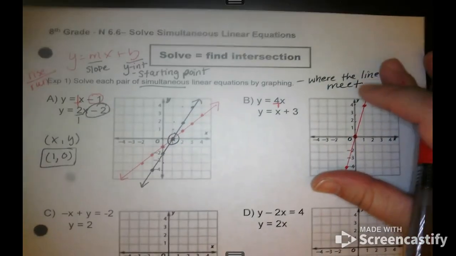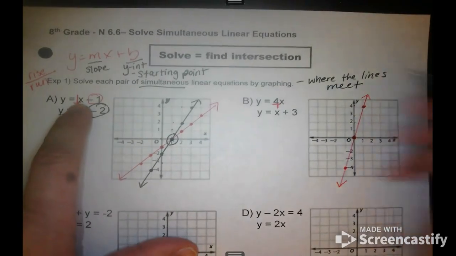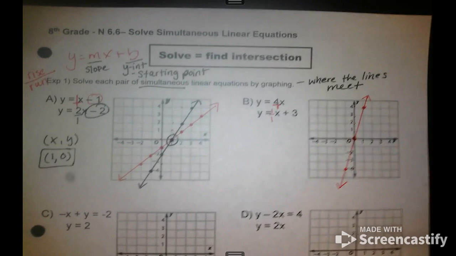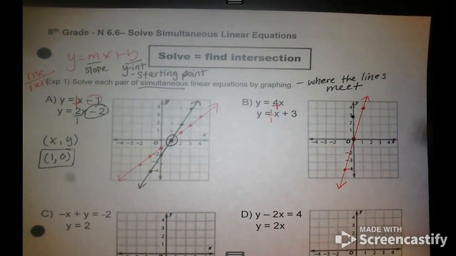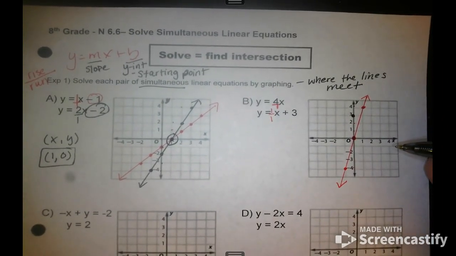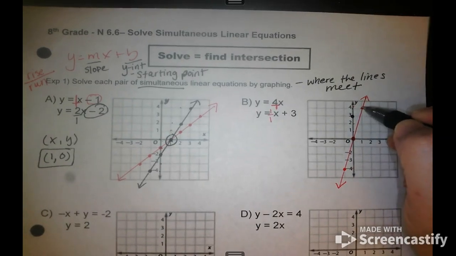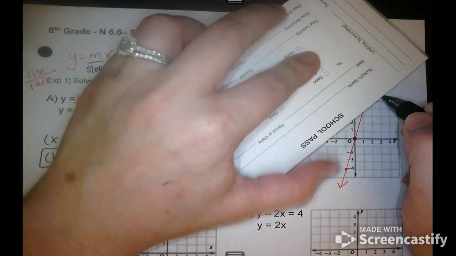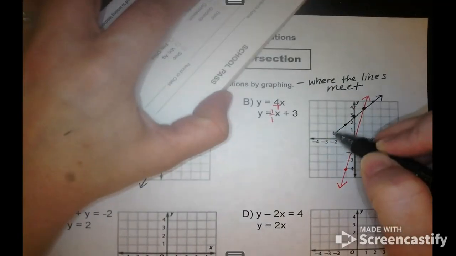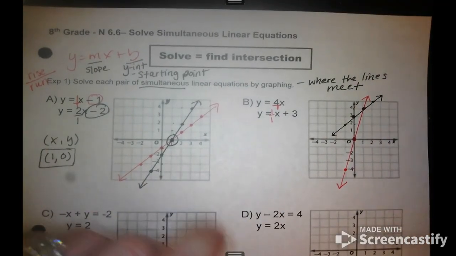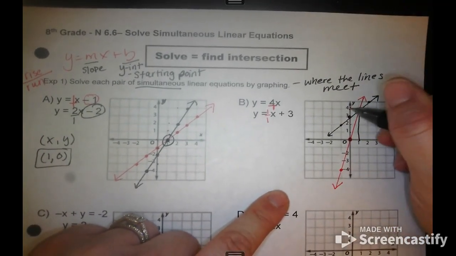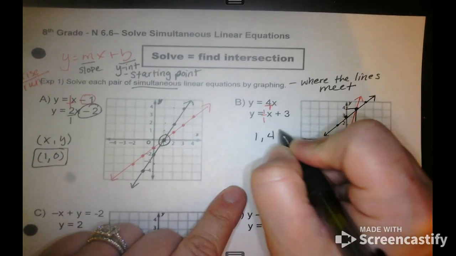Okay, so next is x plus 3. Did we already do this with an x? Yeah, I had 1 over 1. My starting point is 3. And then what do I do from that? Up 1 over 1. Up 1 over 1. The lines met. At what point did they meet? Remember, your x is always first. So here's my x-axis, it's at the 1. My y is 4. So it's (1, 4).